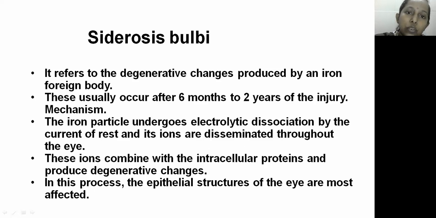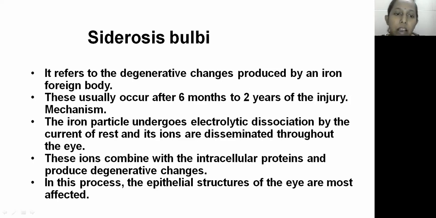Next we will see siderosis bulbi. It refers to degenerative changes produced by an iron foreign body. So one of the foreign bodies is iron, and it can cause some degenerative changes. This usually occurs after 6 months to 2 years of injury. So after this 6 months to 2 years after injury, these problems develop.